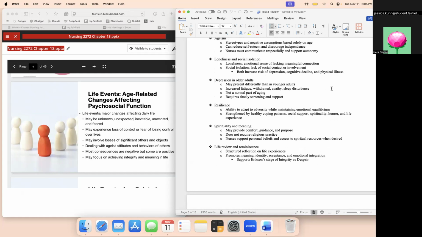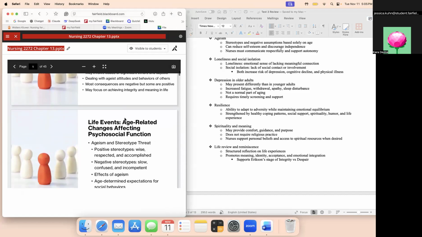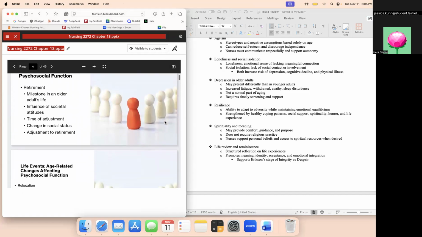Loneliness and social isolation is something that obviously we've talked about can affect everything. Loneliness is the emotional state of lacking meaningful connections, and social isolation is the lack of social contact. Both of these can increase the risk of depression and cognitive decline and potentiate physical illness.